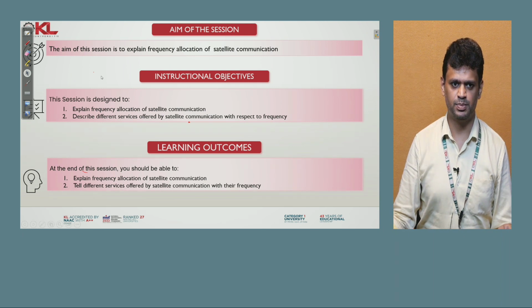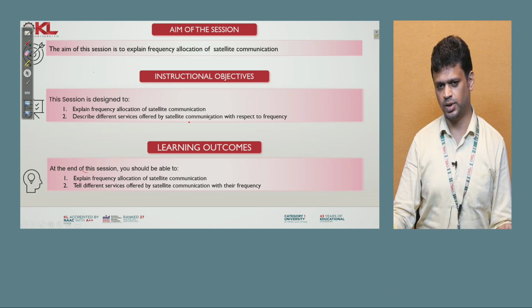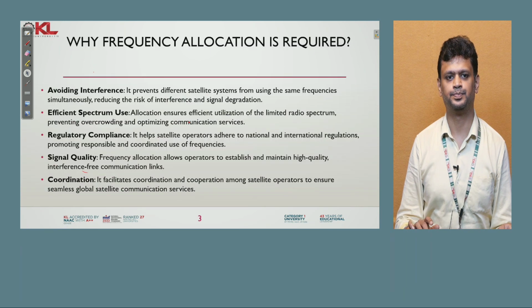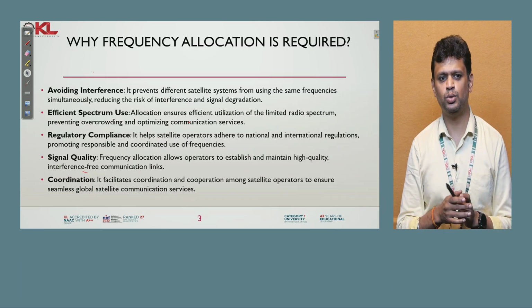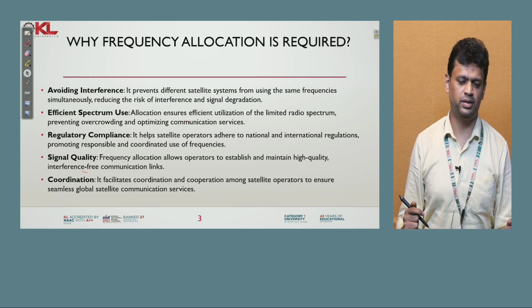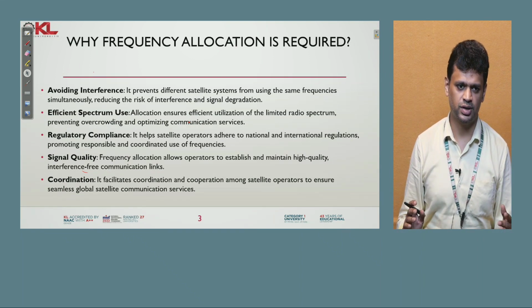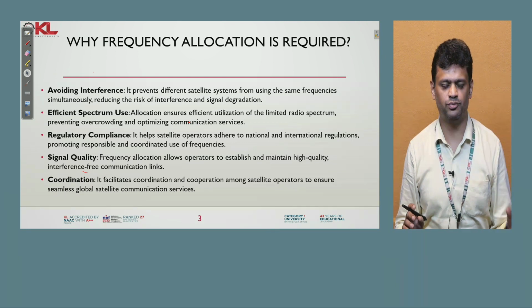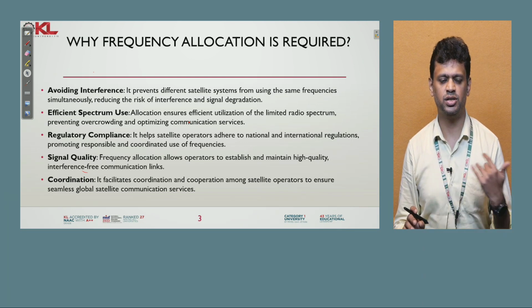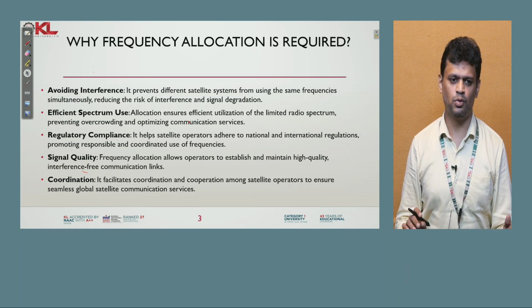As mentioned, we will be talking about the frequency allocation, and we will see the different services offered by satellite communication with respect to frequency. So first, why do we need different frequencies? As I explained in the previous session, if the frequency is the same, the signal is going to be destroyed because of interference. Once we keep different frequencies, all communication devices can work together, avoiding interference.